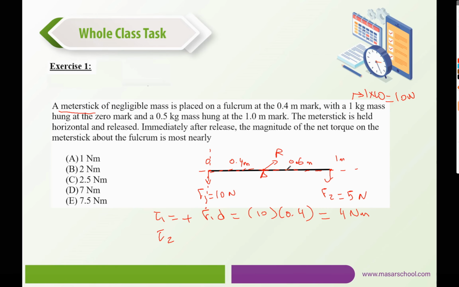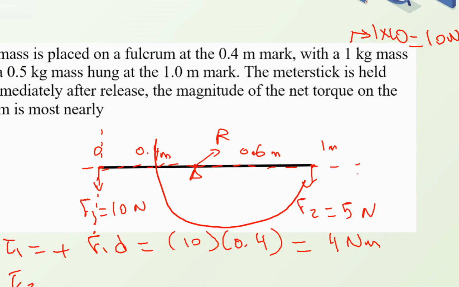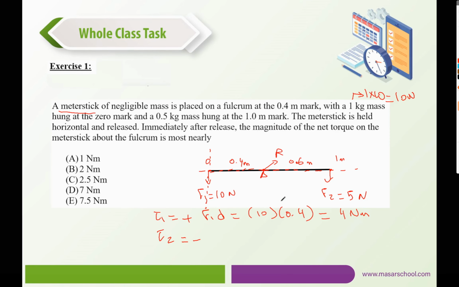Now what about the torque tau 2? Tau 2 will produce a torque in this direction, which is negative. Similarly, it lies completely along the tangential direction, so no need for a projection. That would be F2 multiplied by d, then minus 5 multiplied by 0.6, and that would give us a value of minus 3 newton meter. Now the torque tau r would be 0. If this is a free response, you should justify that the line of action of R passes through the pivot point, and the net torque would be the sum of all of these torques, which is 4 minus 3 plus 0, and that would be 1 newton meter, which makes A the correct answer.